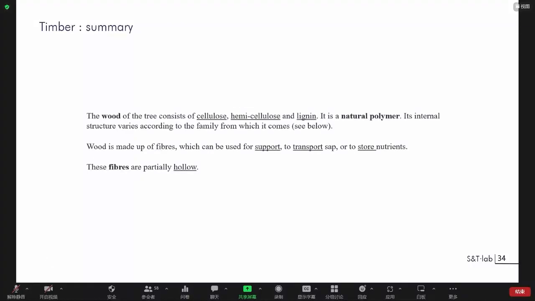So as a summary up to here, we have several components, and with carbon, oxygen, and hydrogen, we see that timber is a kind of natural polymer, a kind of plastic, which is interesting, since you can associate a true plastic to this natural polymer. And we also have fibers that are hollow and transport sap and nutrients, which could be a problem for the durability of the timber.